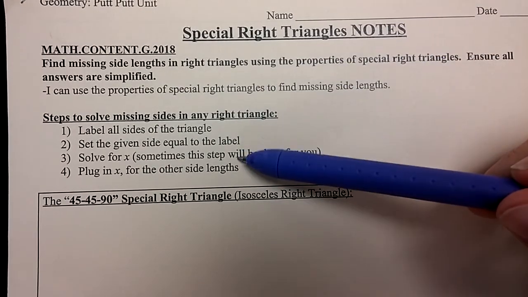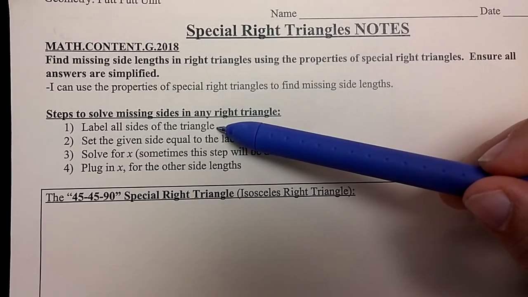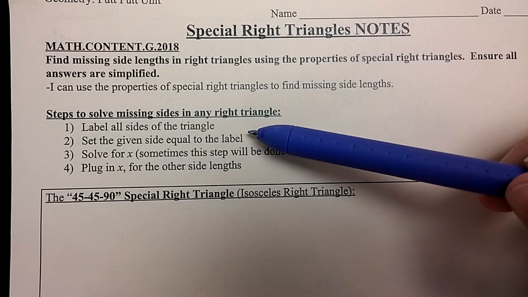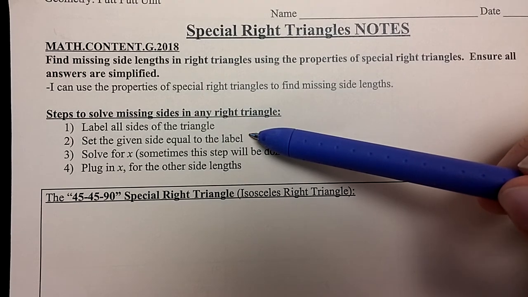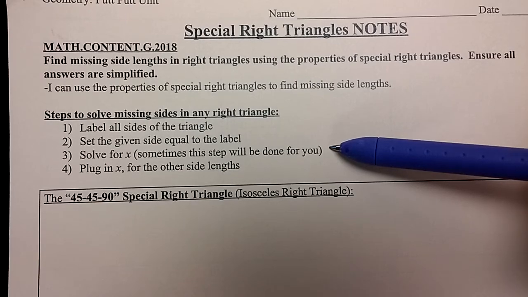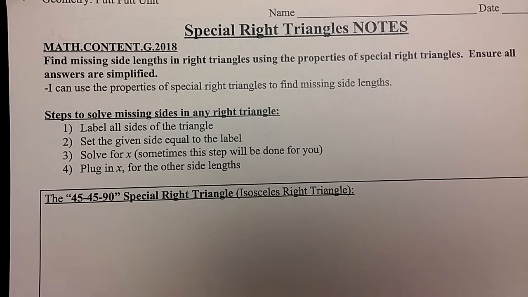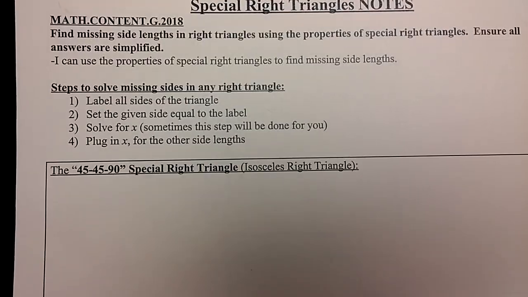I laid out the steps that we're going to do for every problem. We're going to label all the sides. We're going to set the given side equal to the label. We'll solve for x. Sometimes it'll already be done for us, but if not, we'll solve it ourselves. And then we're going to plug in x to find the other side lengths.